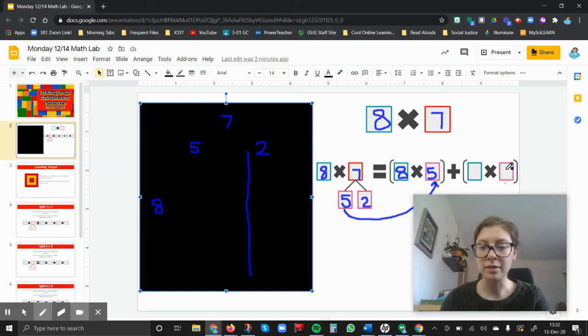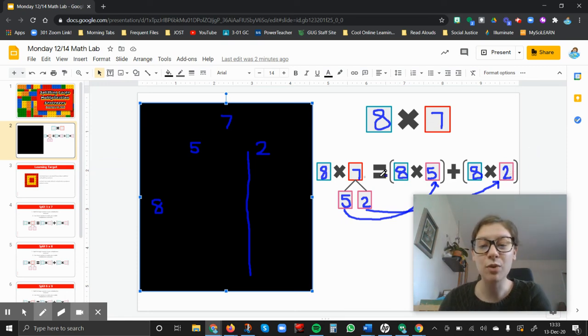Now for my second multiplication sentence, I still have 8 rows. That didn't change because it's still the same as this. And then I'm going to do 8 times 2 because that's the other number that we split the 7 into. So now we have 8 times 2.